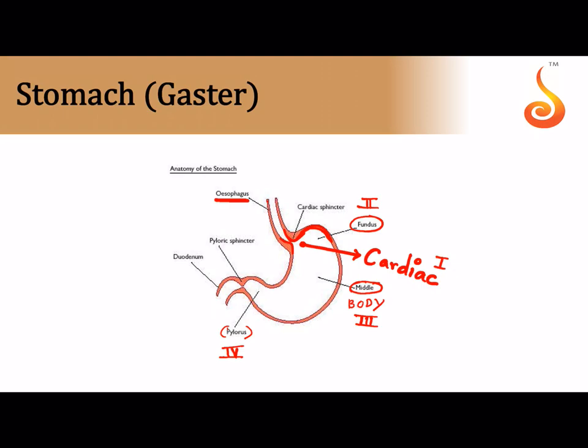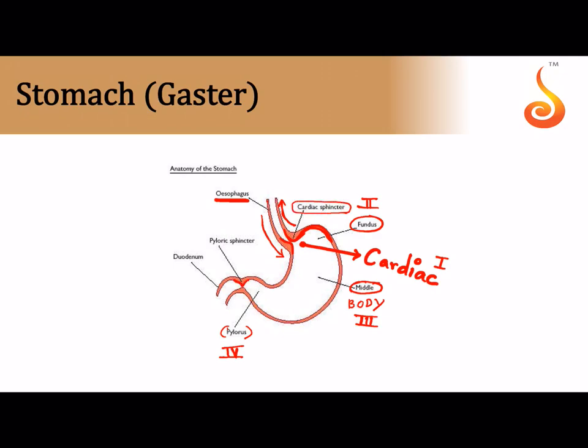A sphincter is nothing but a ring of involuntary muscles, okay? And these rings of muscles will regulate the movement of food to and fro from the esophagus into the stomach, and they will prevent the regurgitation of food from the stomach back into the esophagus. This is called the cardiac sphincter or the gastroesophageal sphincter.